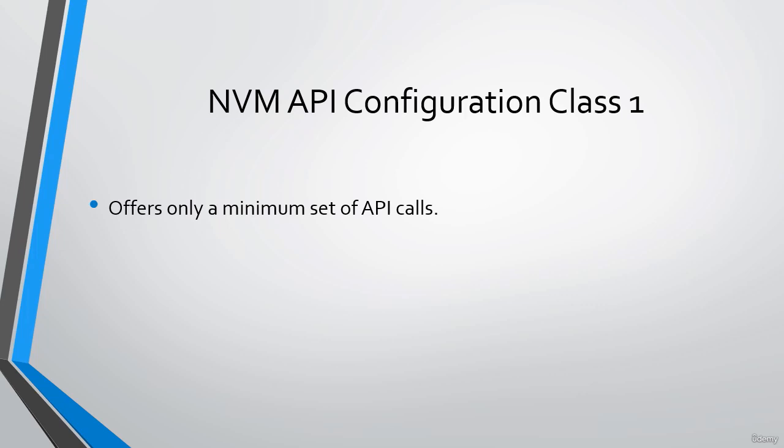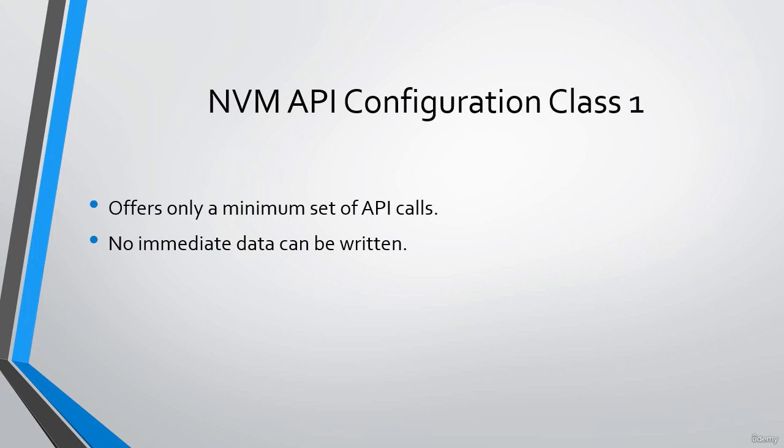And this is important. For example, there is hardware which has limited memory and those kinds of stiff requirements. In those scenarios, we can't have all those extra functionalities if we are not going to use them. So in such cases, we can go for NVM API configuration class 1.